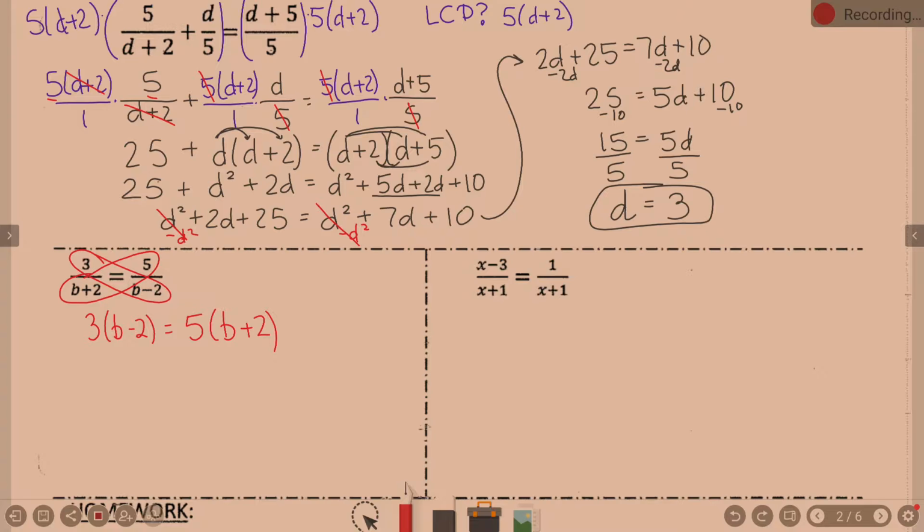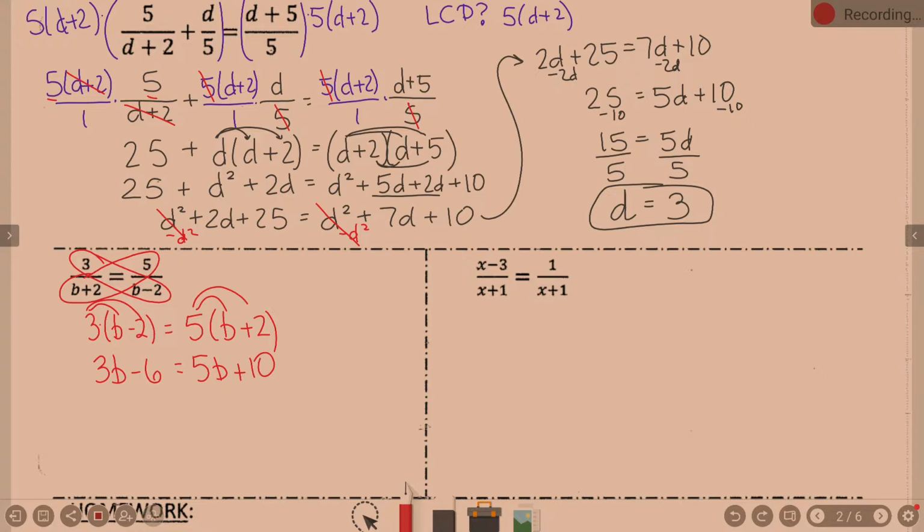So, what do you know about 3 times b minus 2? Distribute it. And then I'm going to have 3b minus 6. On the right, multiply 5 times b plus 2, and it is 5b plus 10. Like earlier, I have b's in numbers, 3 and 5.